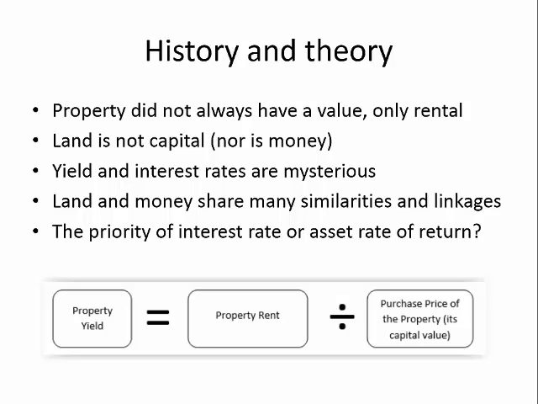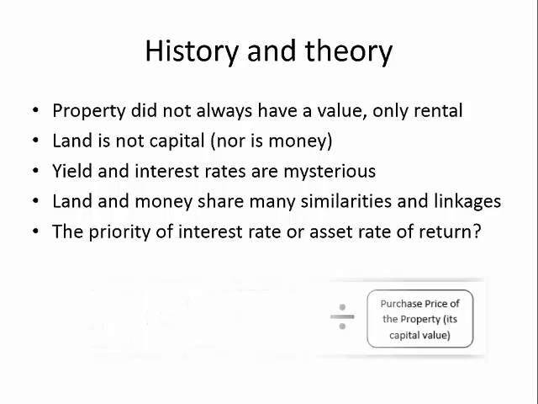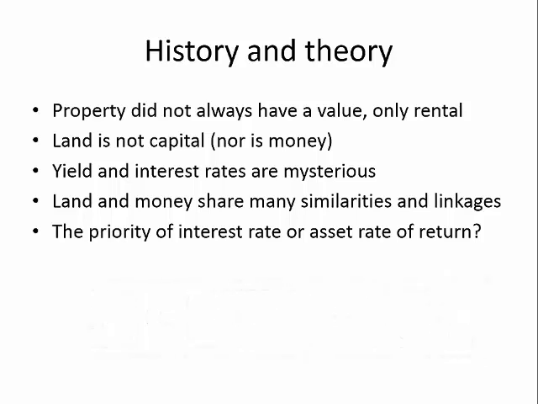So yield is a simple percentage, and it's this ratio of the rent divided by the capital value. And in some ways it's similar to the interest rate on money, in that the interest payment you receive divided by the principal of a deposit or a loan gives you the rate of interest. Both of these rates ultimately are mysterious. We don't exactly know where they come from. They don't have some logical or scientific basis.